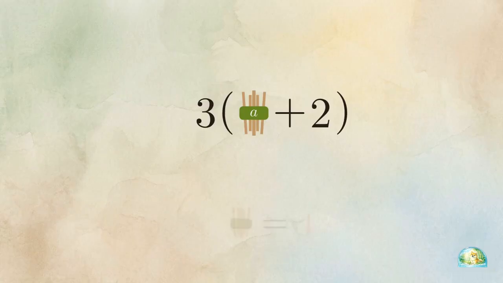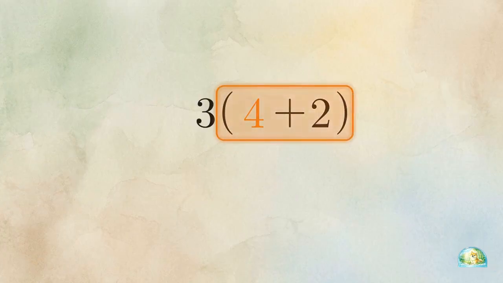Things get slightly more involved when we introduce grouping symbols. Take a look at this expression, 3 times the quantity a plus 2. We want to evaluate this when a equals 4. The very first step remains exactly the same. We swap out the a for our specific value, 4.